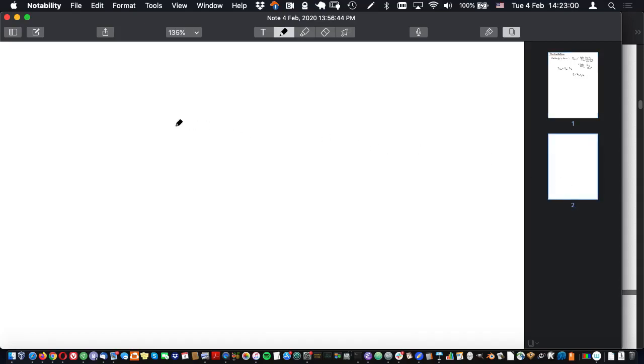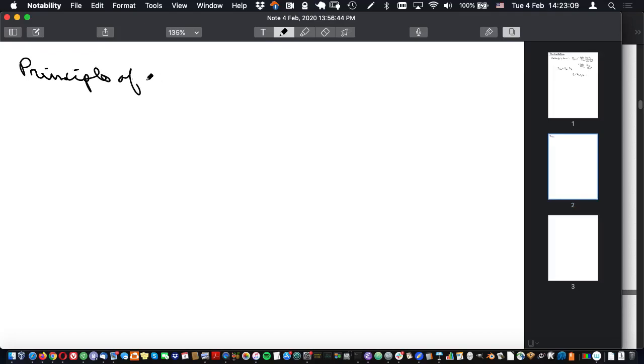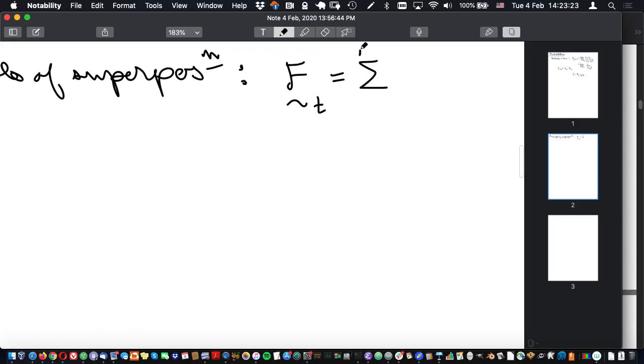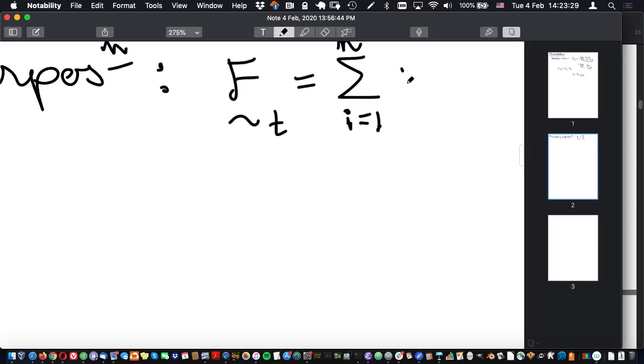Okay, so then what's important? The principle of superposition, which simply says that the total force on a certain test charge is just going to be the summation over, say you have n source charges. You just sum all these forces.